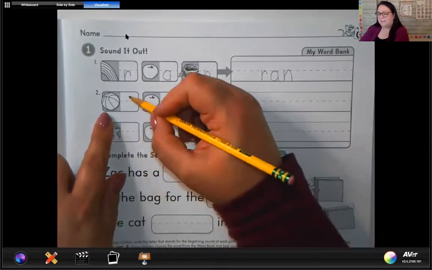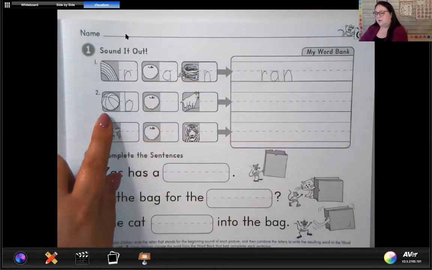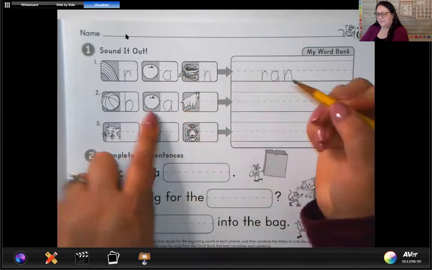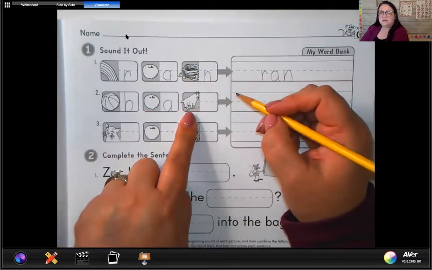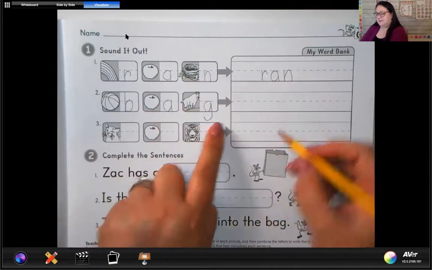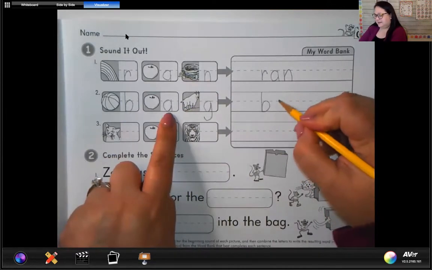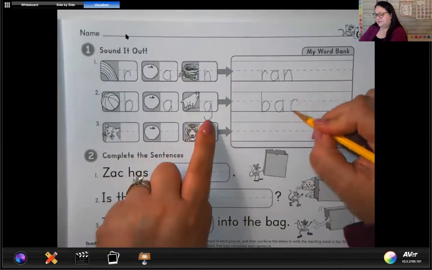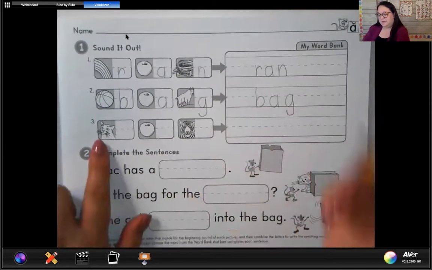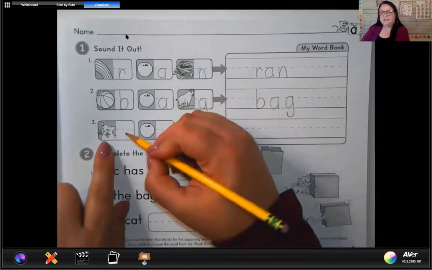This is a ball. B. So letter B says B as in ball. Apple, again, has the A sound. That's A. And this is a goat. G, which we know is G. So we're going to write the first sound, B, the second sound, A, and the last sound, G. Bag. Bag. Okay. And then our third word is a picture first of a cat.